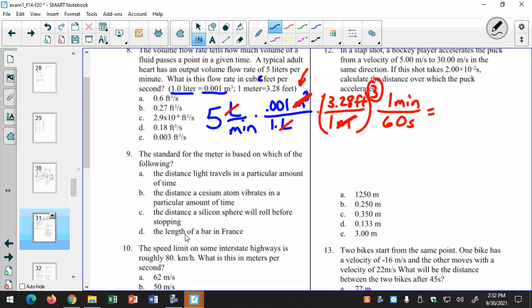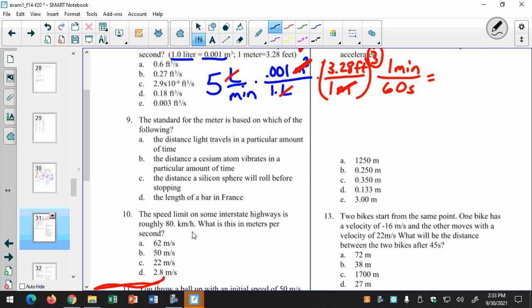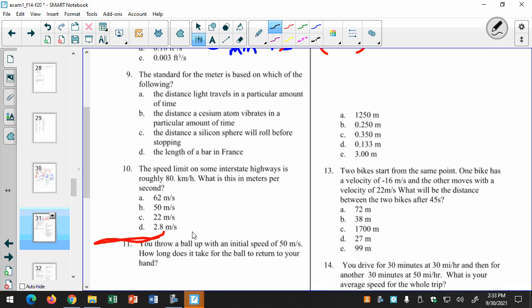Or the standard for the meter used to be the length of a bar in France. C was, they were considering the standard for the kilogram to be a silicon sphere a couple of years ago, and so that's why this question is here. But we didn't really talk about the silicon sphere, so you won't see a silicon sphere on the exam.